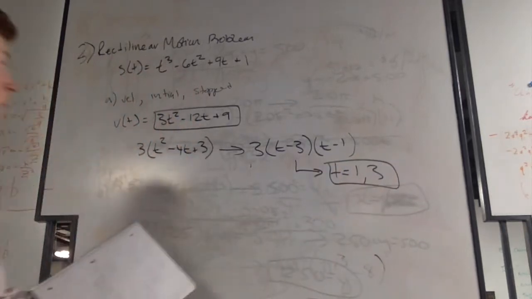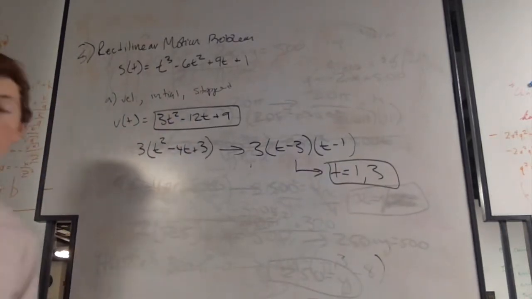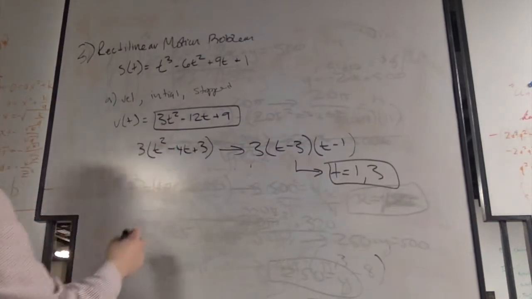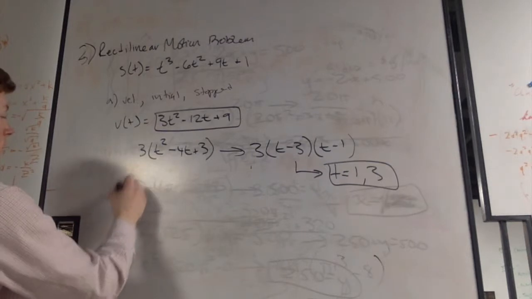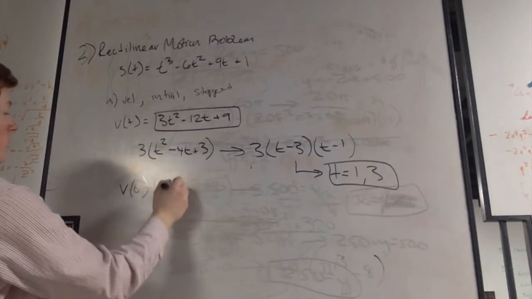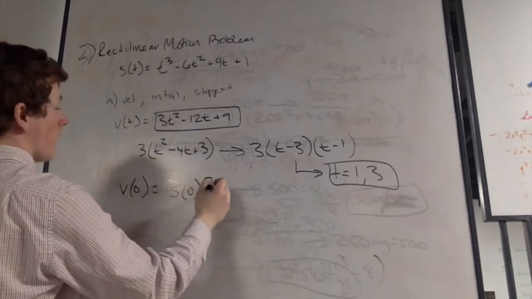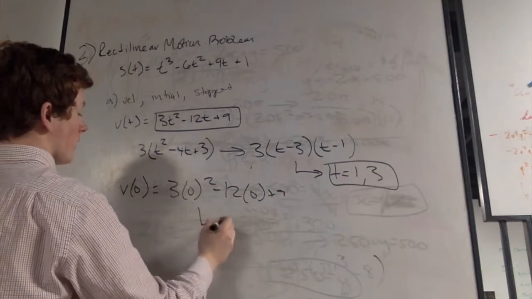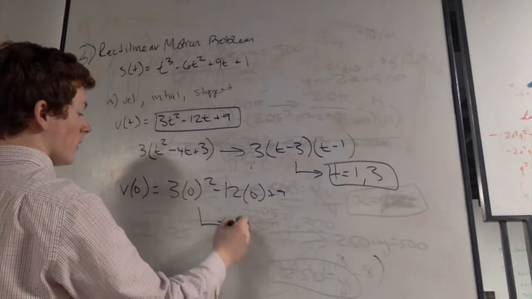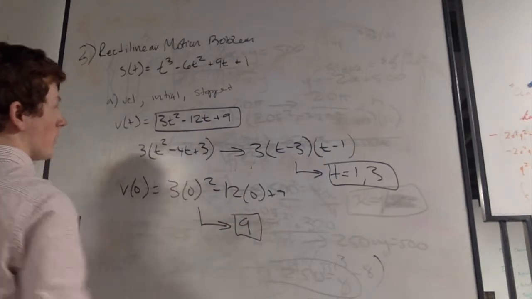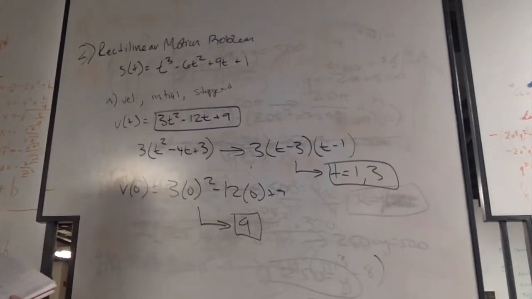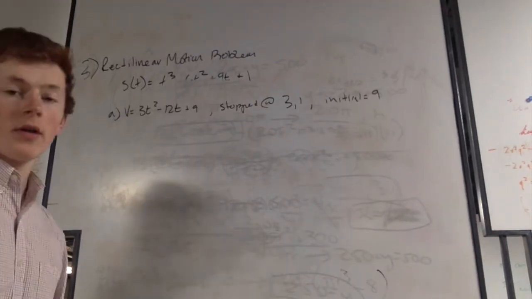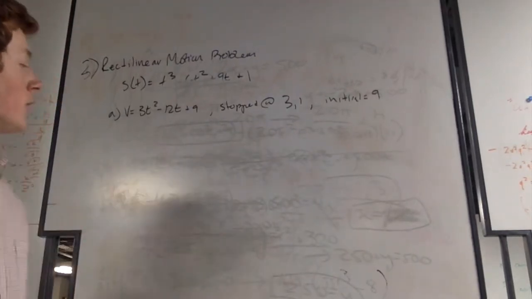And then the last part of part A was figuring out the initial velocity, which is very easy. You just plug in 0 for t for the velocity function. So that would be v of 0 equals 3 times 0 squared minus 12 times 0 plus 9. And that there is clearly 9. So that is the initial velocity. I had to erase my work, so the answers are right here.